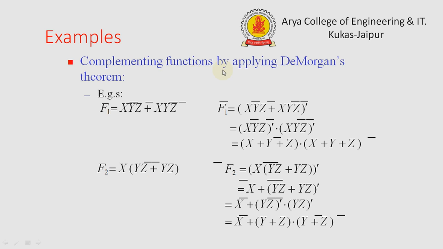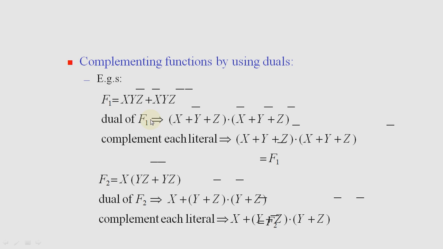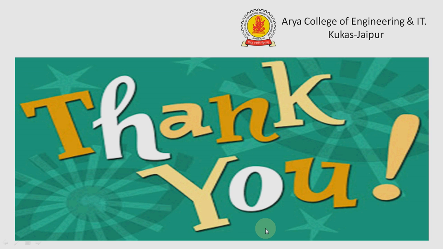In these examples, we complement functions by applying De Morgan's theorem. So here we can see this example f1, where x y complement z complement plus x y complement z complement. Here it is simplified by applying the formulas, and we get the result like this. So here is the dual of function f1, complementing each literal, so it equals f1, and the same here, we get the f2 result.